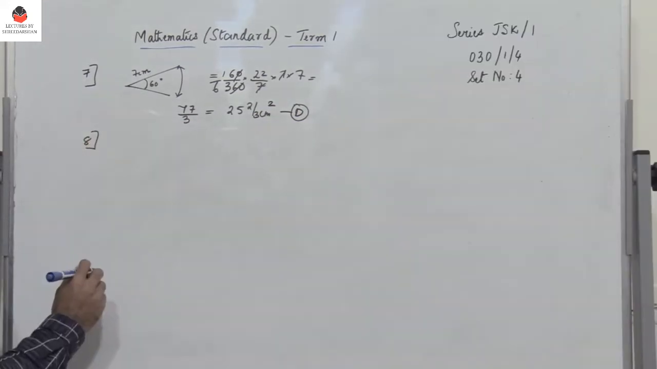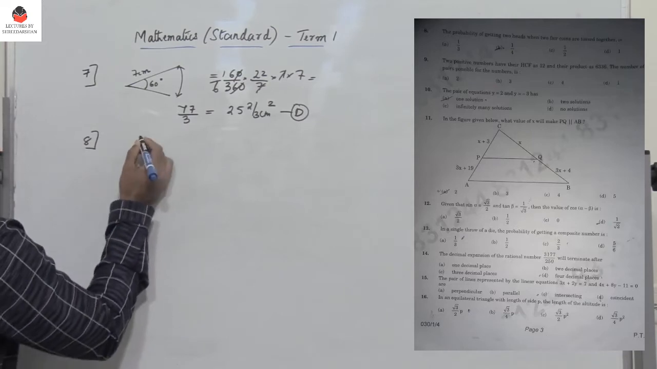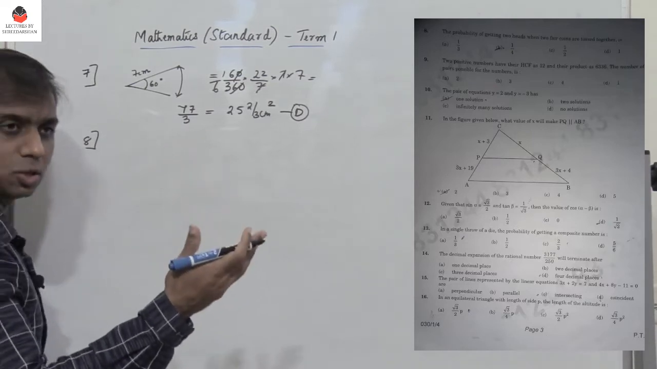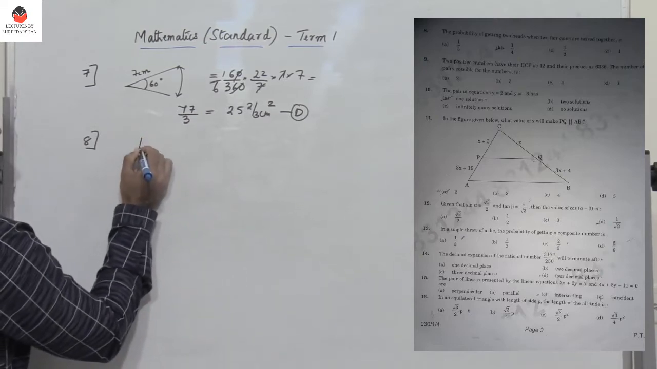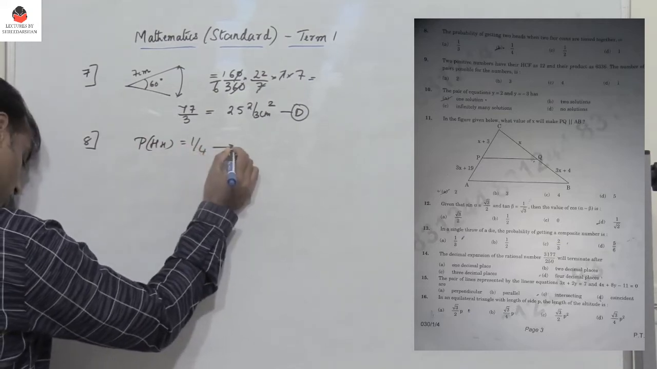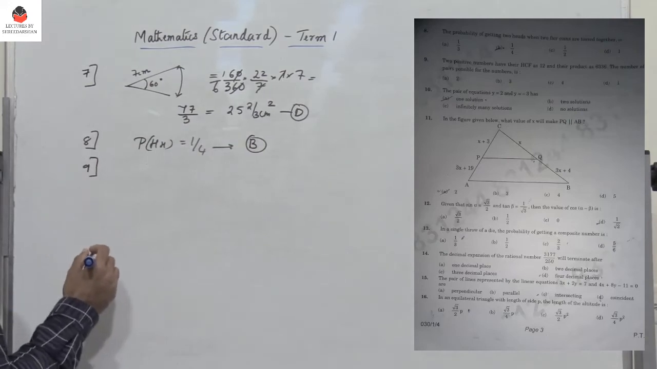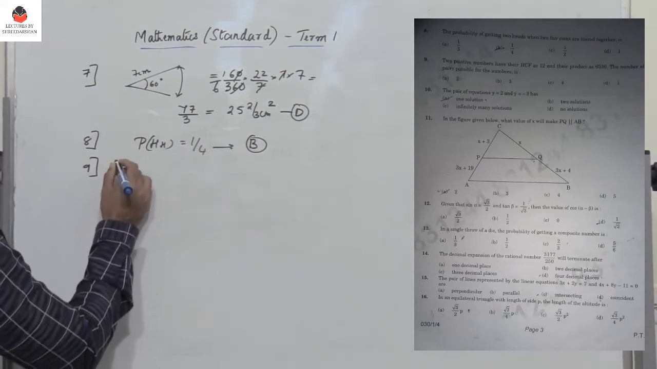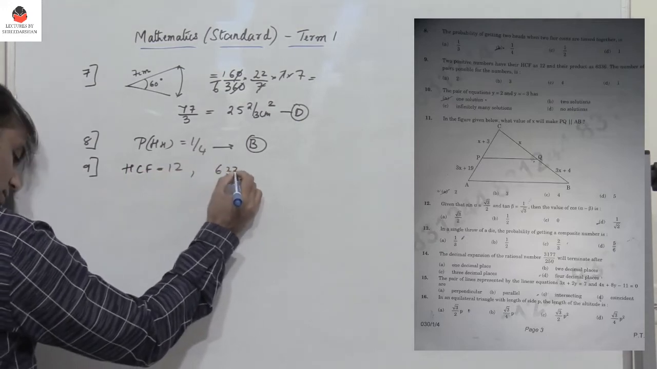Eighth one, find the probability of two heads when two coins are tossed. So you have four options. When two coins are tossed, that is head head, head tail, tail head, tail tail. So definitely the probability of two heads occurring is 1 by 4, which is a very easy problem, which is option B.